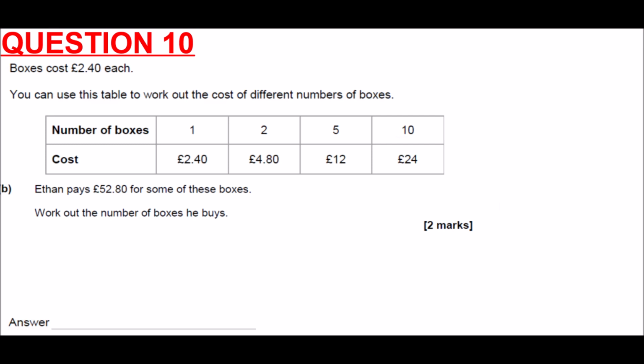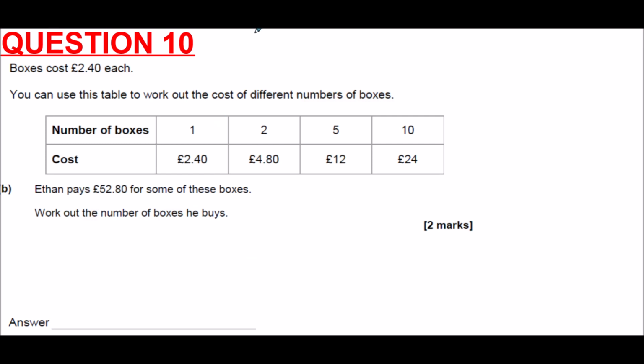Part B, Ethan pays £52.80 for some of these boxes. Work out how many boxes he buys. So we could build up to £52.80 using the information we have here. A second method I'll show you is how you can do it directly using division.